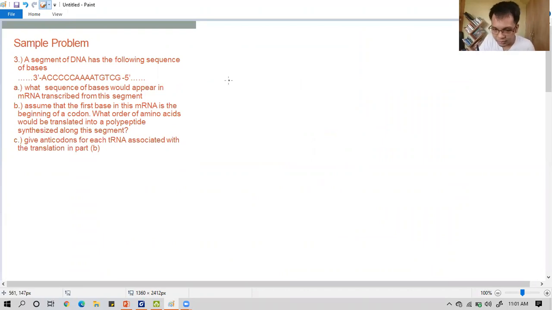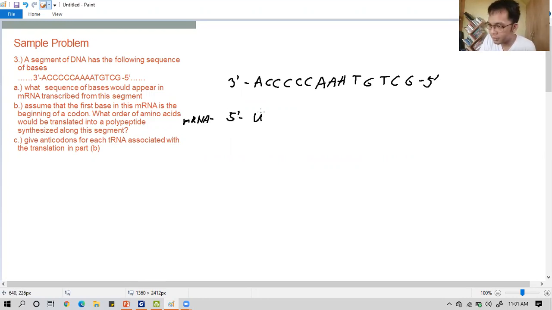So, if it's at the 3' end, guys, it means this is automatically the complementary strand of our DNA. Okay, so A, C, C, C, how many C? 5, 3, 4, 5, then 4 A's, and then T, G, T, C, G. Okay. And then for our mRNA, guys, that is 5' to 3', that is U, right, U, G, G, G, G, G, and then U, U, U, A.